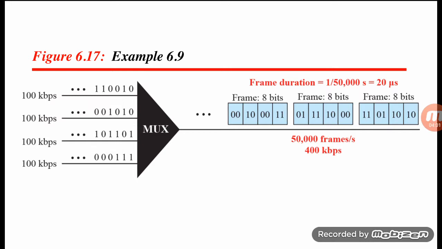Okay. So that's why now I have 50,000 frames per second. And so the frame duration will be 1 over 50,000, which is 20 microseconds. And the bit rate is going to be the same, 400 kilobits per second. 4 users, 4 times. Right? Now let's solve the problem.